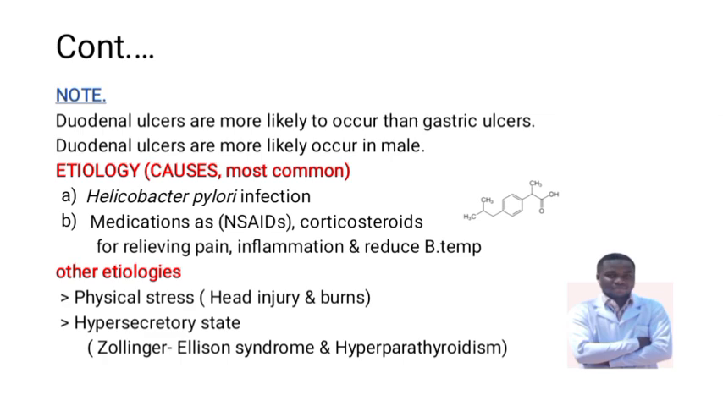But also we have medication. The medication here, specifically non-steroid anti-inflammatory drugs, are used mostly for relieving pain, inflammation, and reducing body temperature. This non-steroid anti-inflammatory drug has the property of inhibiting the cyclooxygenase enzyme. The cyclooxygenase enzyme is involved in the synthesis of prostaglandin.